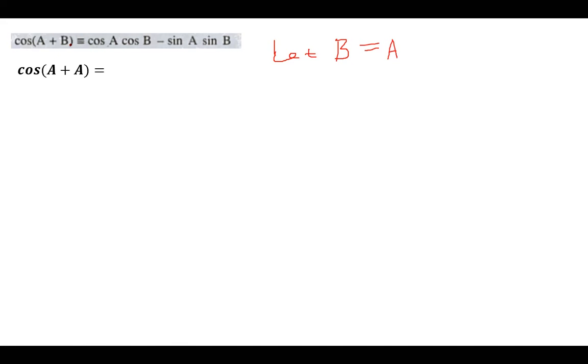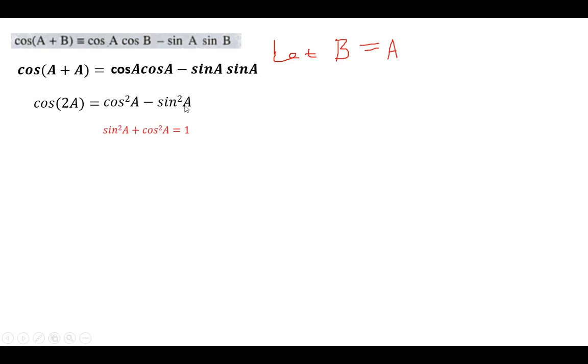We're going to have cos of A plus A, which is equal to cos A cos A minus sine A sine A. So when you simplify this, you're going to have cos 2A being equal to cos A times cos A, you get cos squared A, minus sine A times sine A, you get sine squared A. And then if you want, you can leave it like this.